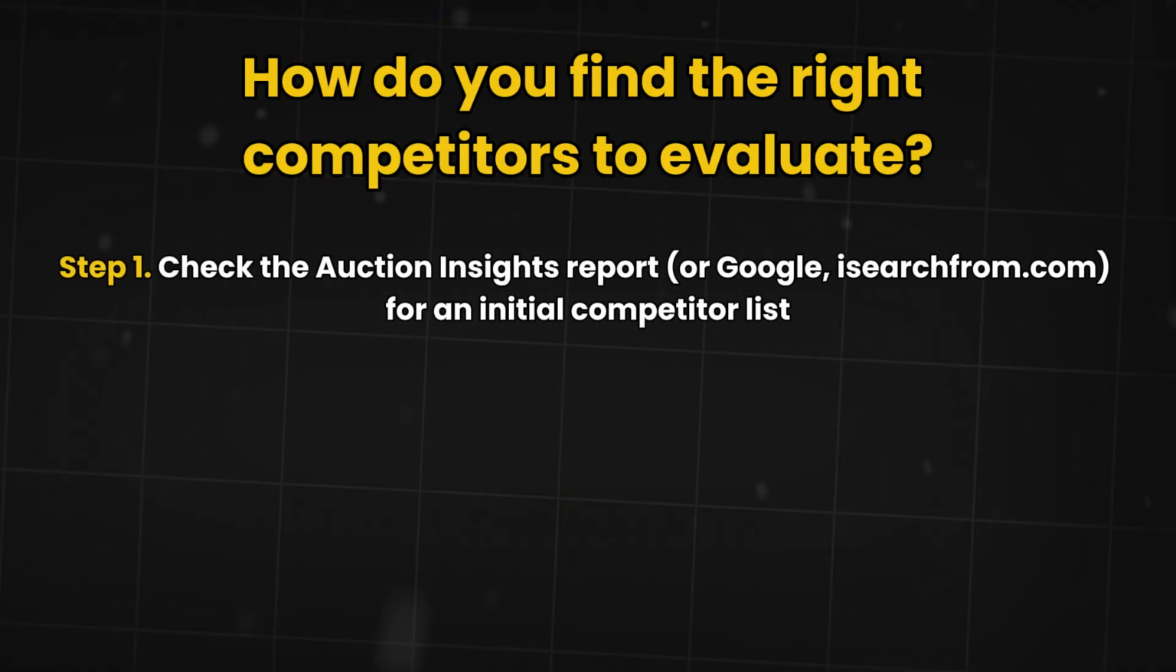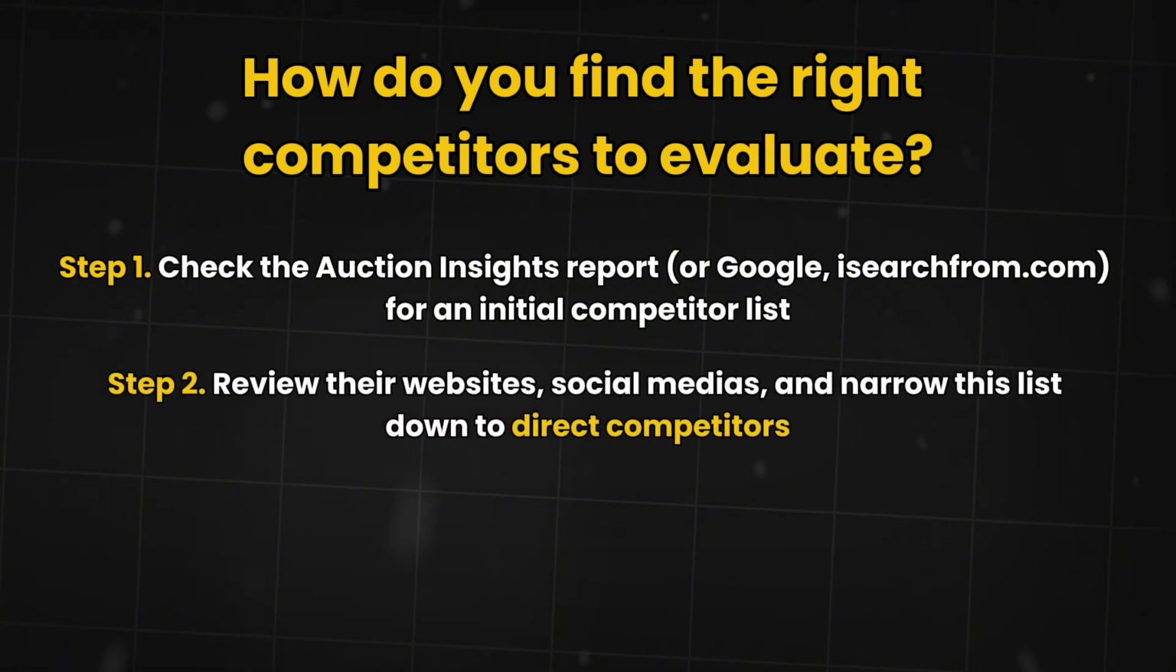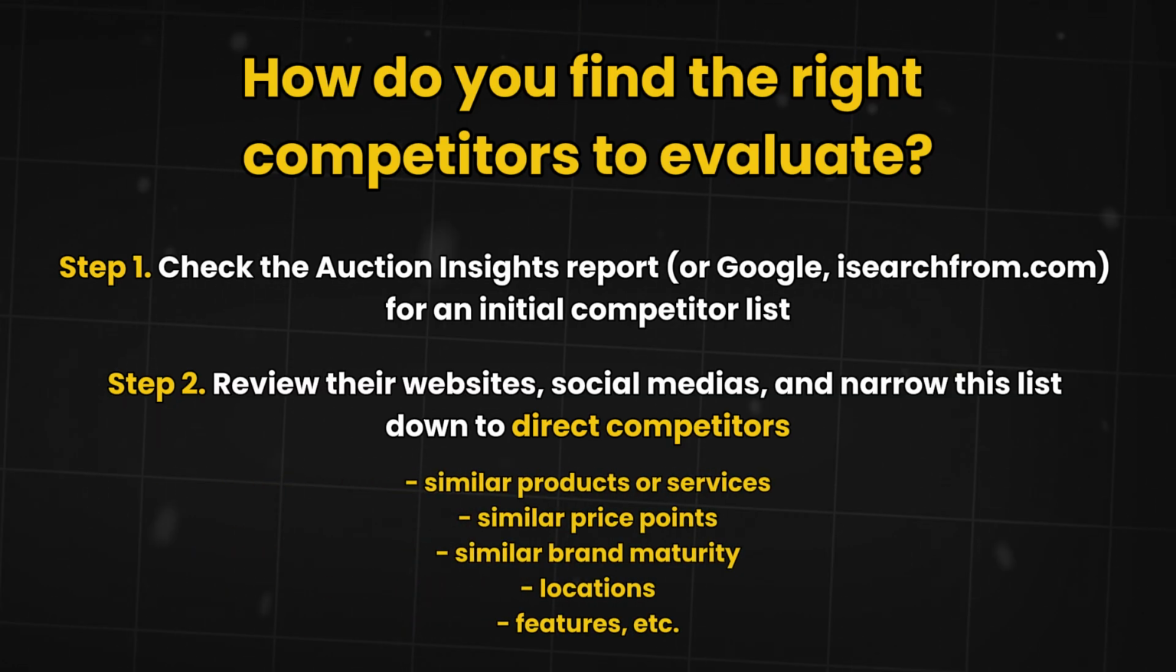So once you've identified the list of competitors from the Auction Insights report, review their websites, review their social media, and narrow this list down to competitors with which you actually share the target audience or the ideal customer profile. Usually, that's determined by similar products or services, similar price points, similar locations, features, benefits, things like that.